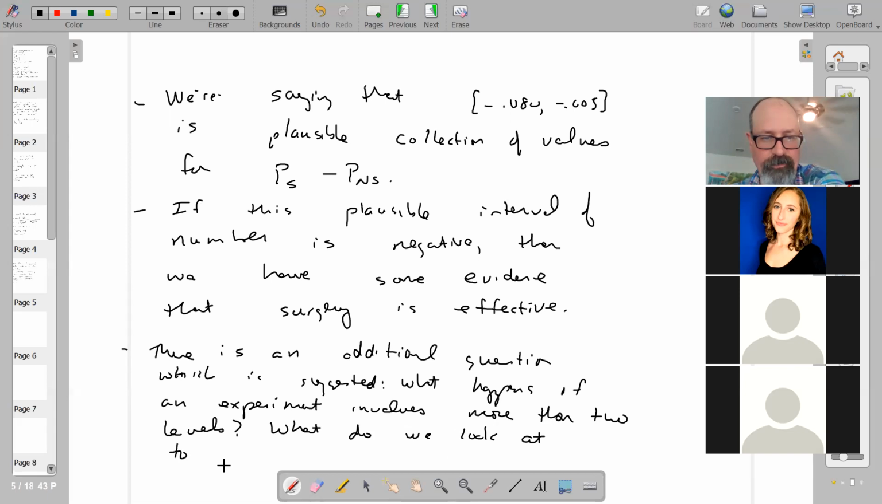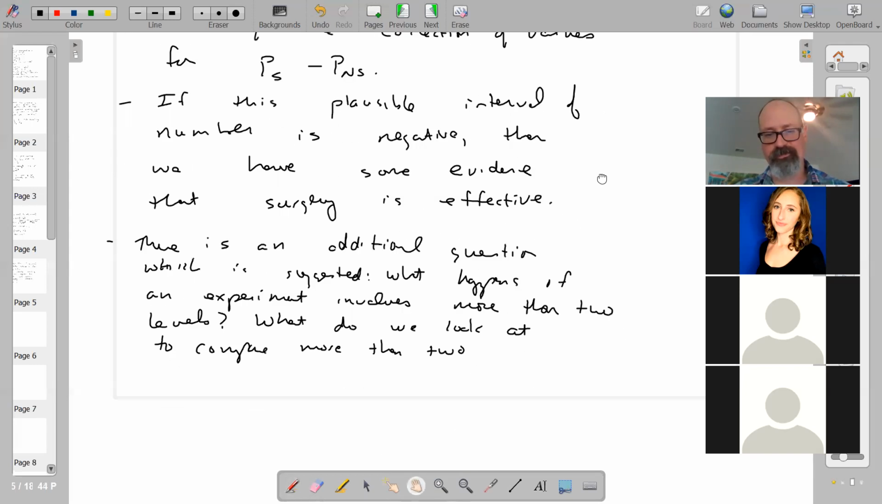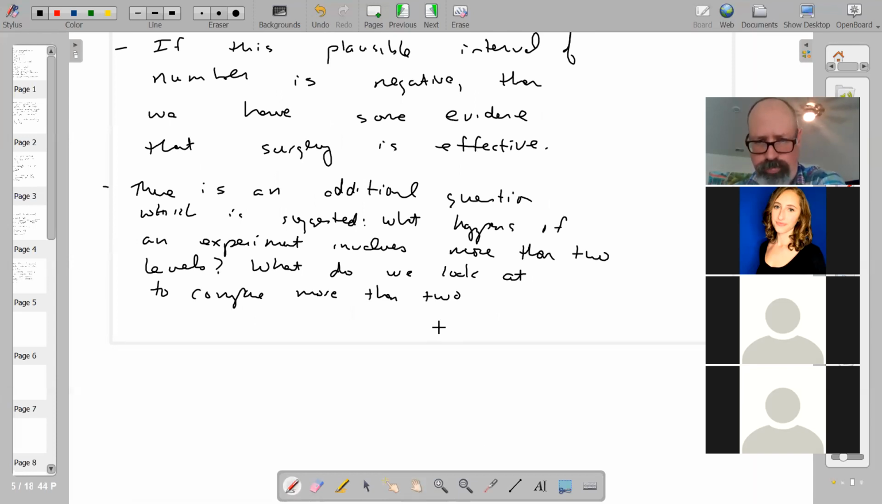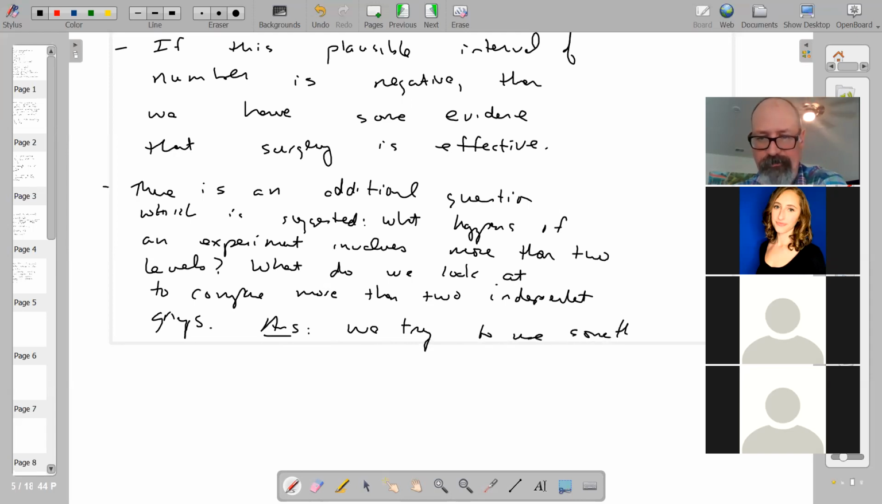To compare more than two groups. So I guess I'll write it this way: more than two independent groups. We may have some time to talk about that, but an answer to this, sometimes people answer this in the following way. We try to use something like what we're going to come to call one way.